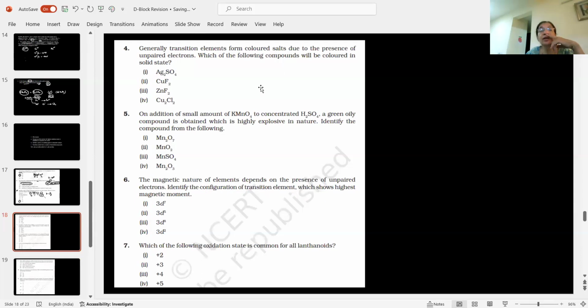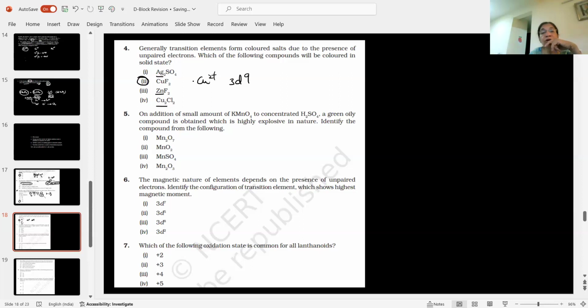Then, generally transition elements form colored ions due to the presence of unpaired electrons. Which of the following will be colored in solid state? Difficult questions I found. CuF2. This has a fully filled orbital. This also has fully filled. This also has fully filled. It has to be 2. Cu2+, okay, so it has 3d9. So it will be colored.